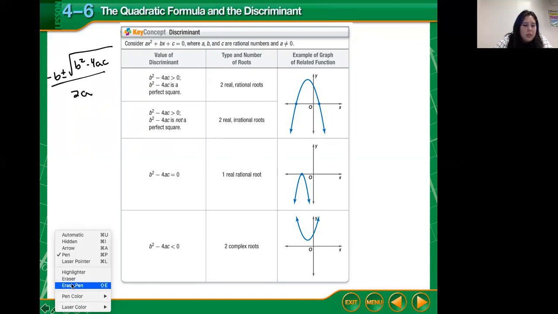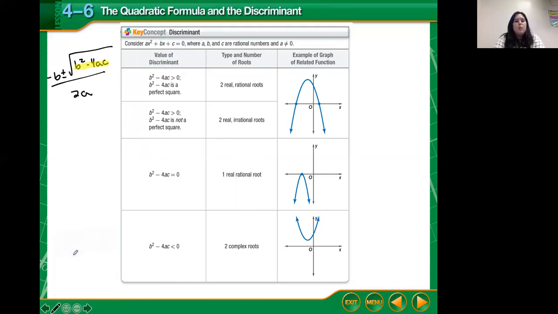So the discriminant is what's inside the square root, which is really helpful for us. That's what can tell us several things about it. So when the value of the discriminant equals 0, where we are, here we are. So we'll start here.